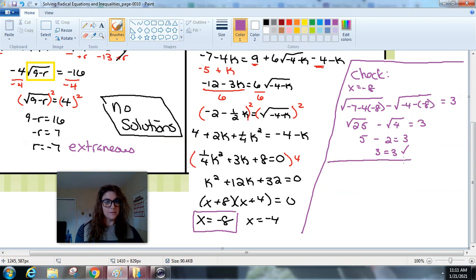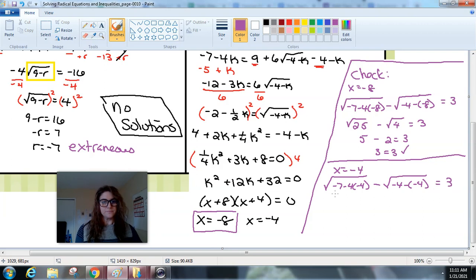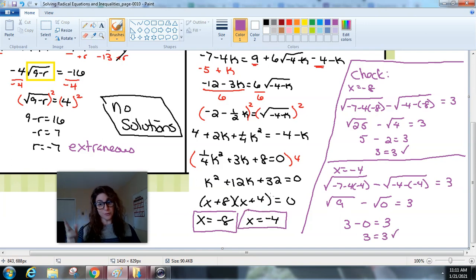We're going to do the same thing now, but we're going to check using -4. So -7 minus 4 times -4 minus the square root of -4 minus a -4 equals 3. Okay, so square root, first one. -4 times -4 is a positive 16. -7 plus 16 is 9. -4 minus a -4, so it's -4 plus 4, that's 0. Square root of 9 is 3, minus 0 is 3. 3 equals 3. So in this case, both are our solutions. I have no extraneous ones here. They both worked when I plugged them in.